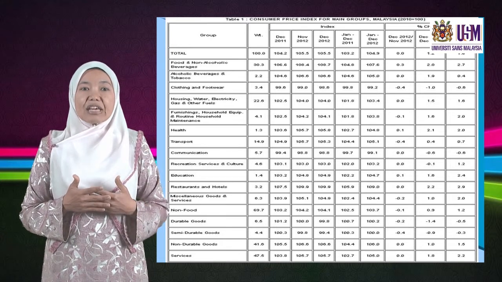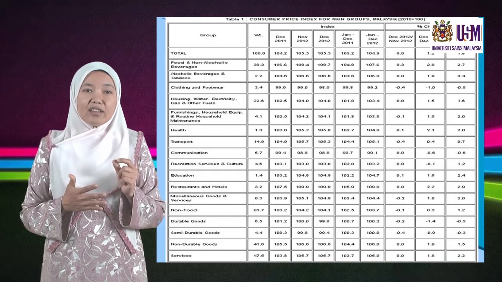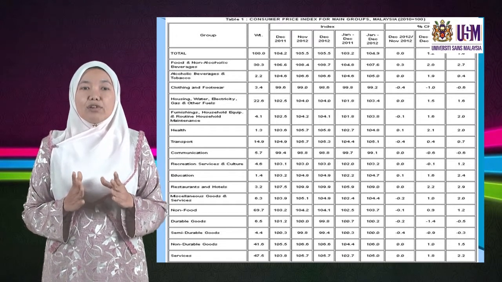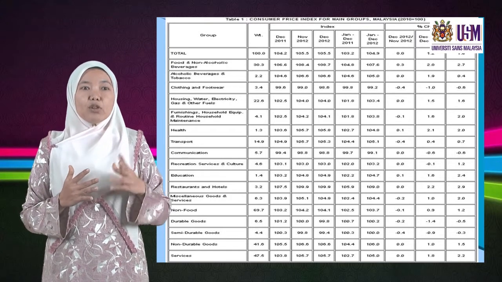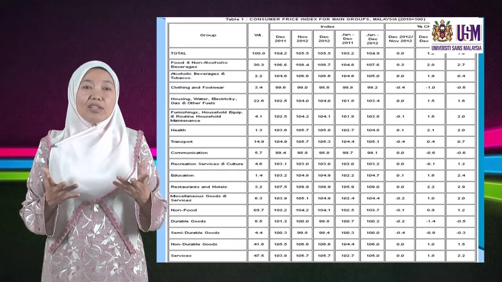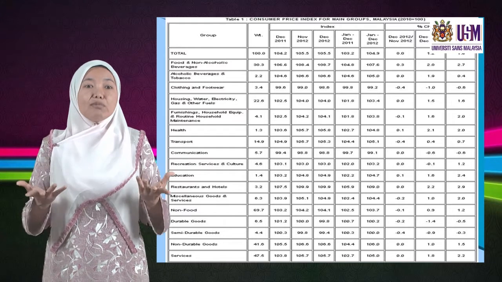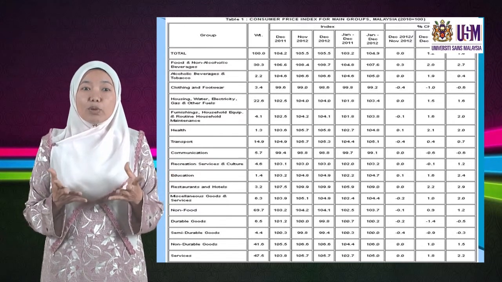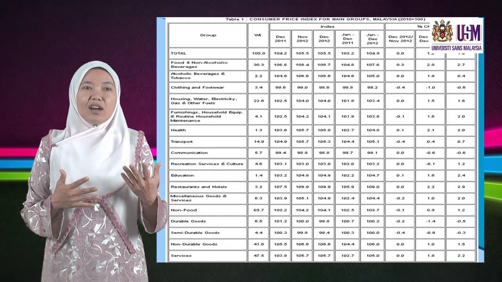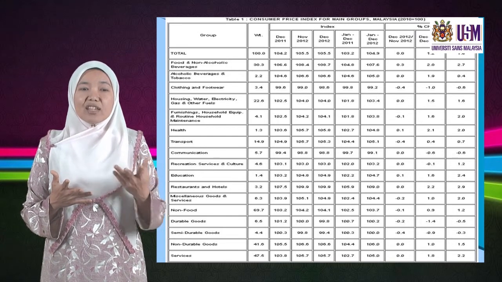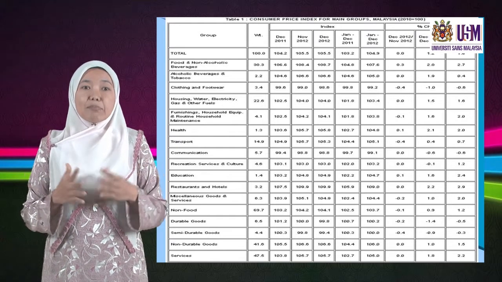All of these are given weight, and the weight is given in the second column with the heading WT dot, which refers to the weight. So out of 100, how much do we spend on food? We spend about 30.3% on food. How much do we spend on health, for example? For Malaysians, we spend very little, at 1.3% only. What are the other major expenditures? Other than that, we spend a lot on housing, water, electricity, gas and other fuel, which is almost 27%.